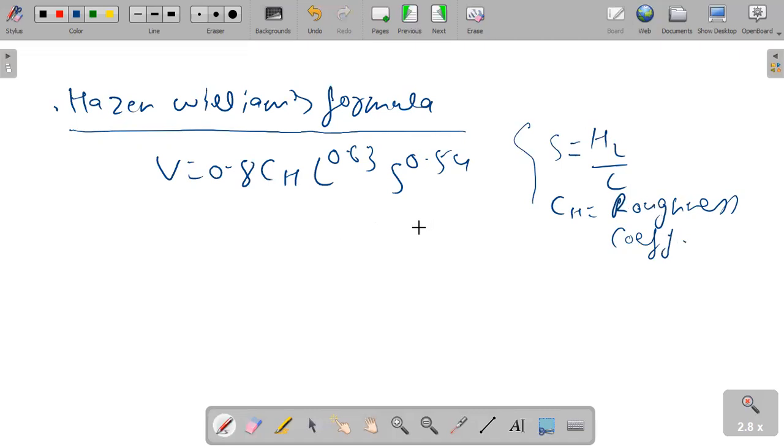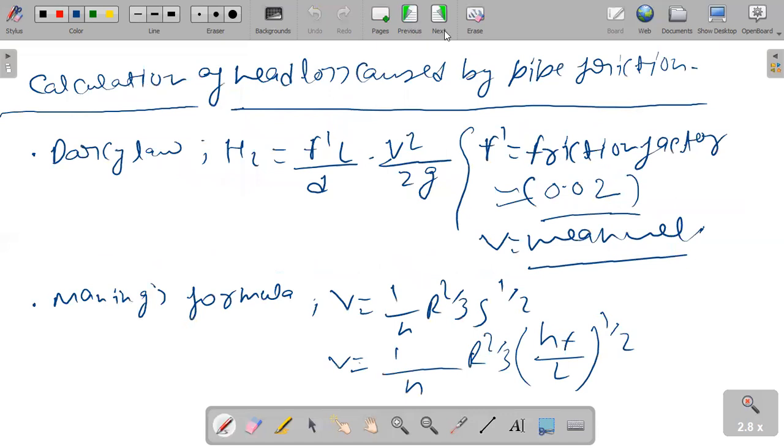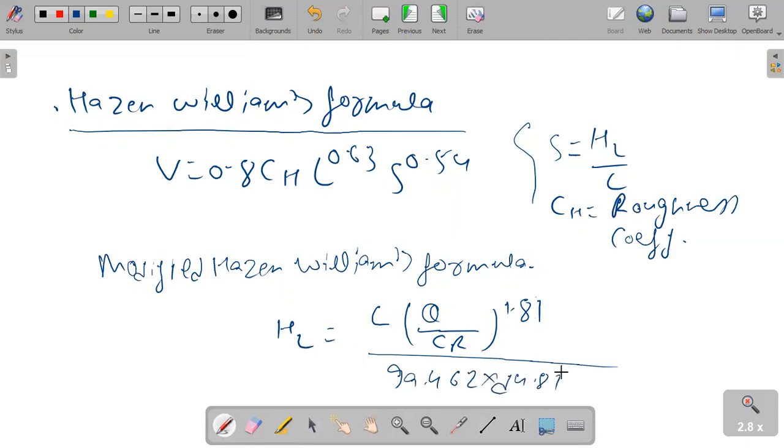We also have a modified Hazen-Williams formula, where HL = L × (Q/CR)^1.81 / (99.462 × D^4.81). So this is the modified formula.